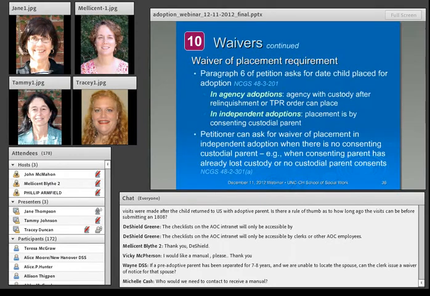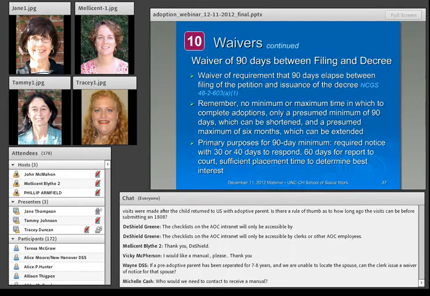Then the next waiver that I want to talk about is the waiver of 90 days between the filing of the petition and the decree. There is a requirement that 90 days elapse between the filing of the petition and the issuance of a decree. Remember, as I've already said, there's no minimum or maximum time in which to complete an adoption. I think it's important, if you're asked to waive that 90 days, i.e. to shorten it, that we talk very briefly about the primary purposes for that.